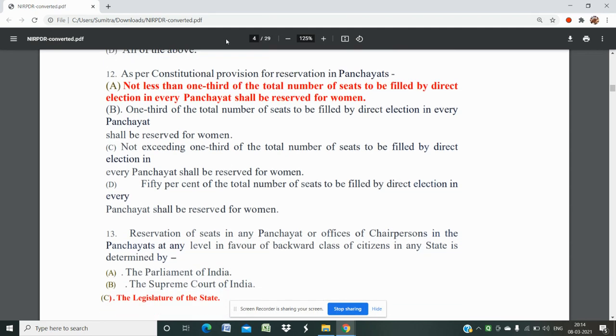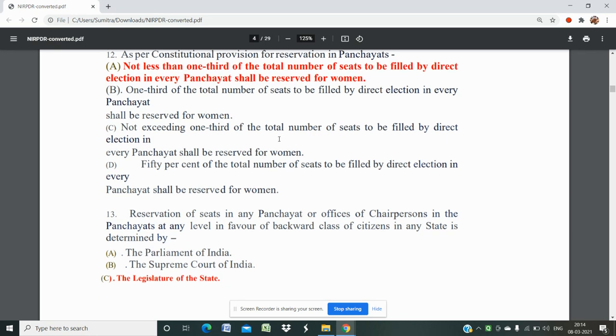As for question number 12, the constitutional provision for reservation in panchayat is related to the election process, like 33% reservation for deprived sections, for women, SC, ST, OBC, and other backward classes. There might be some changes from region to region, from panchayat to panchayat. So just read the questions and answer. The highlighted portion in red is the answer.